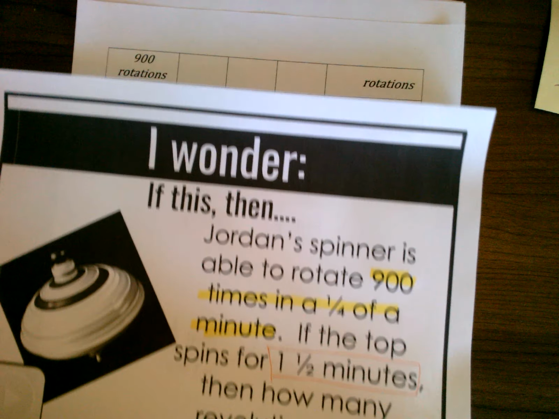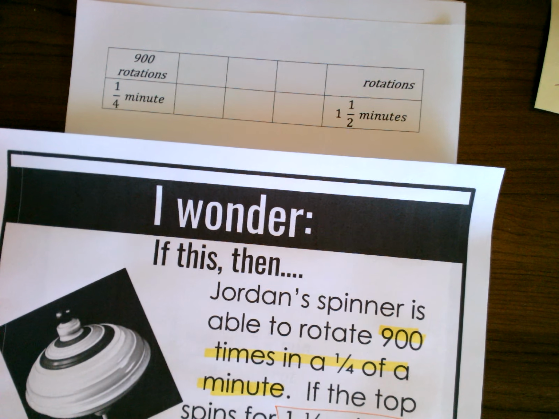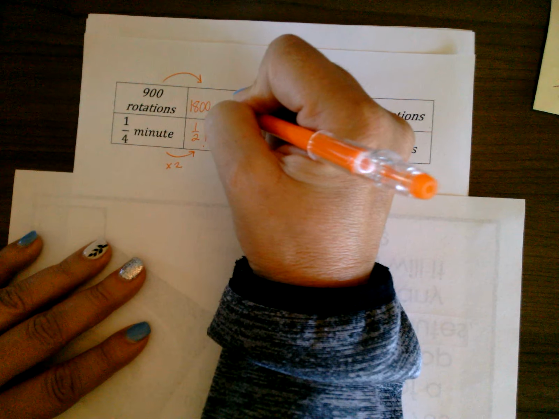Again, we could set up a table and start breaking the numbers apart. If a quarter of a minute is 900 rotations, I will double a quarter of a minute to get 1/2 of a minute, or 30 seconds. It's the same. If I double my time and the spinner rotates at the same rate, I would then, after 30 seconds or 1/2 a minute, get 1,800 rotations.